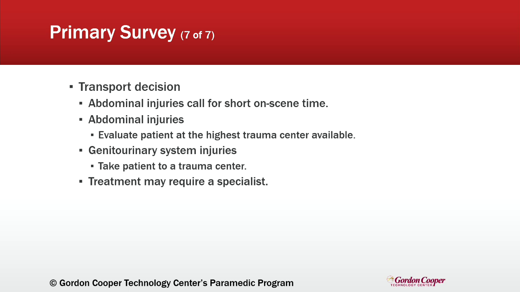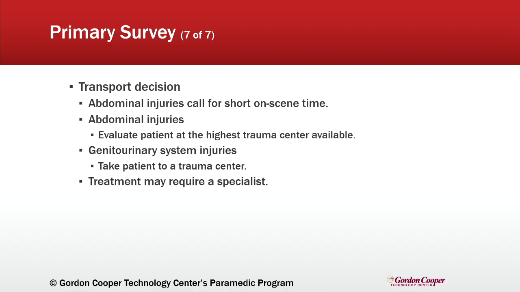Patients with abdominal injuries require a short on-scene time and transport to the hospital, especially if you suspect internal injuries that are going to require surgery, as their condition may become unstable very quickly. These patients should be evaluated at the highest level of trauma center available, which is indicated for those with a high suspicion mechanism of injury or visible signs of trauma. So remember, on your suspicion of mechanism of injury or visible signs of trauma alone, you can send them to the highest level trauma center.